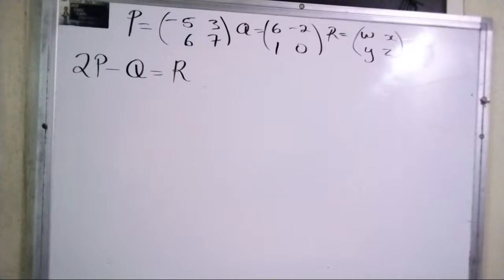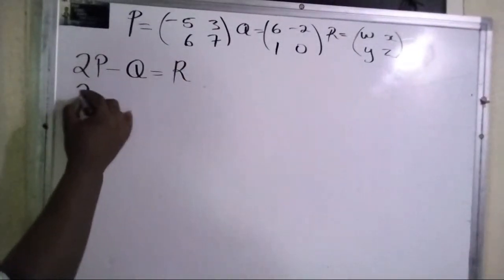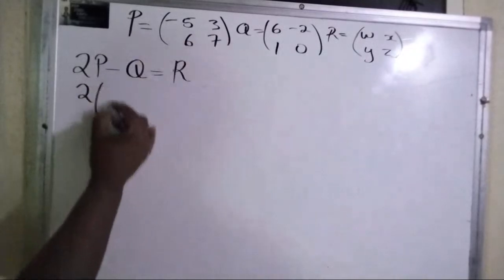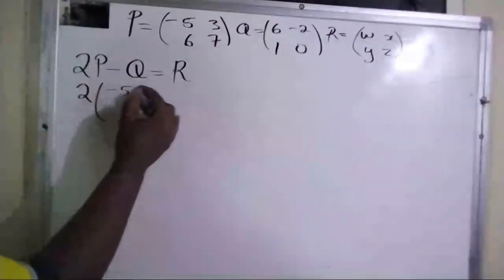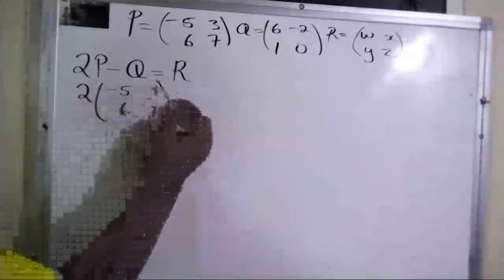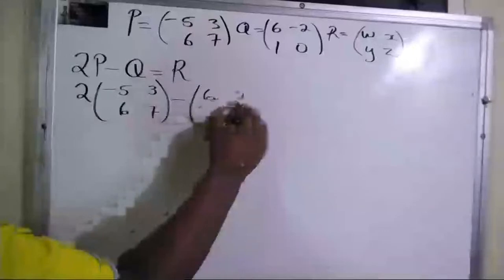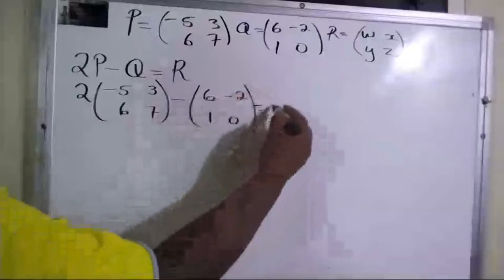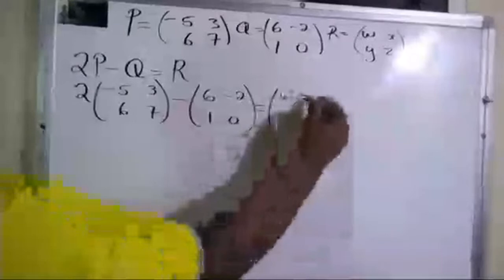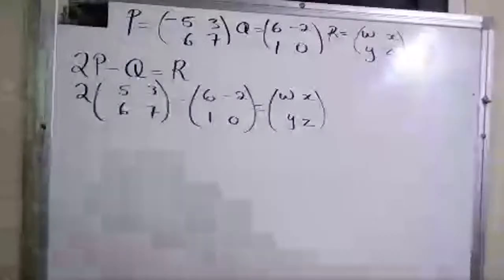Alright guys, let's go. So 2P means we're going to multiply each entry in P by 2. So let's do that. So it's negative 5, 3, 6, and 7. And then we minus 6, negative 2, 1, 0. Must equal double x, y, z.